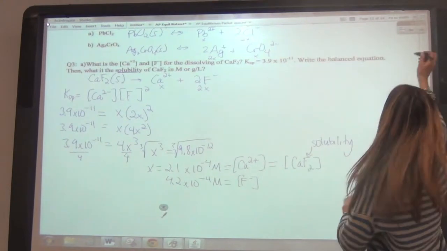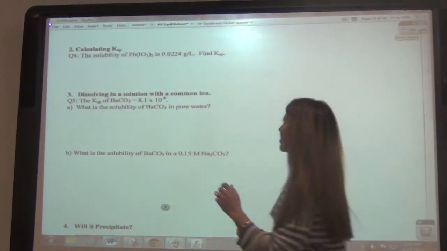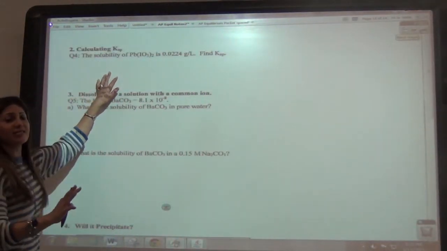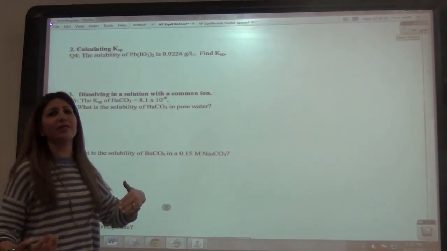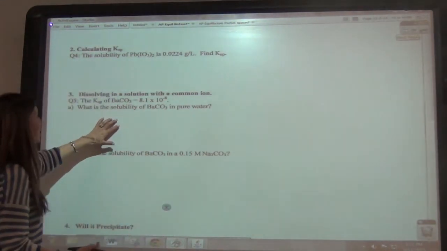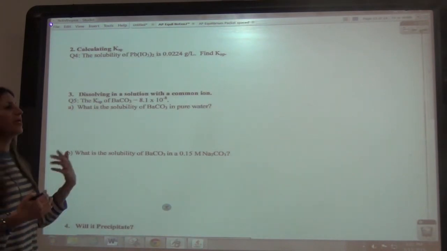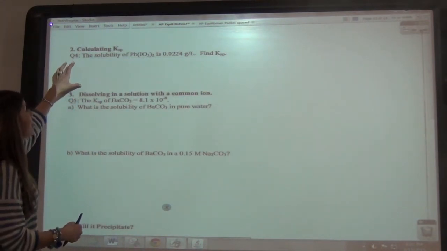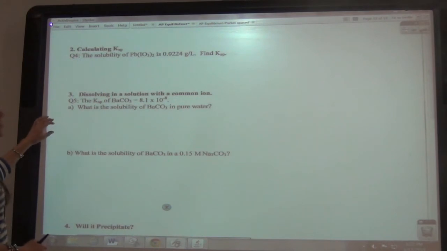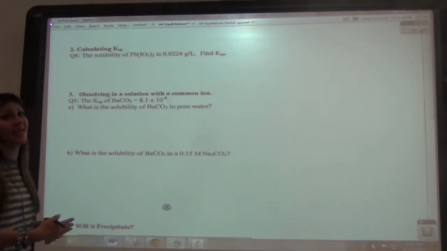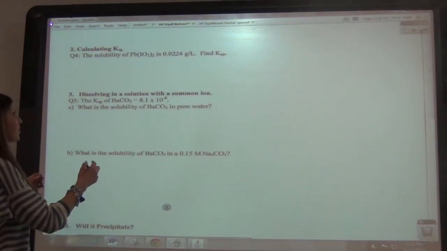Okay, one more problem. So let's head to the back here. We've got calculating Ksp. Last thing, because we talked about how do you calculate solubility product, and then we'll do this a little bit later. There are 2 more types of problems that we do with Ksp, so I want to make sure that we go through those. But before that, let's just do this one right here. The solubility of PbIO32 is 0.0224 grams per liter. Find Ksp. So now we're solving for Ksp.